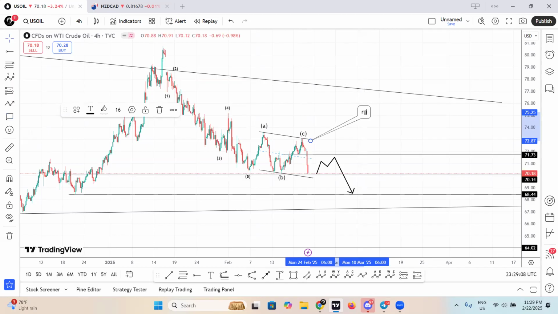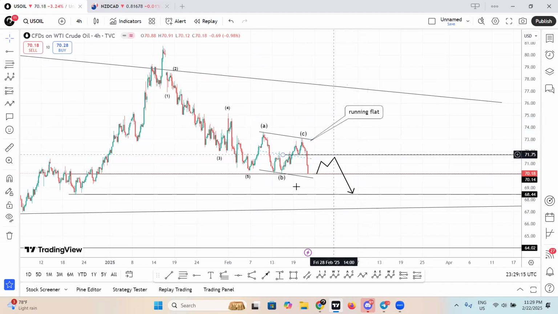Any Elliott wave trader really understands what a running flat means. So what do we expect this coming week? We expect a correction to the upside, maybe to this resistance in the 71 region, 71.50 to 71.73. Then we expect more downside to the 68 level.